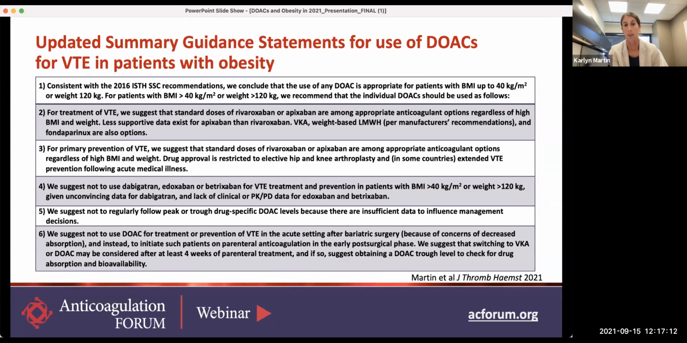We suggest that similarly rivaroxaban and apixaban are appropriate at standard doses for primary prevention regardless of high BMI and weight. We suggest not to use dabigatran, edoxaban, or betrixaban in patients with BMI of greater than 40 or weight greater than 120 kilos because of lack of data. We suggest not to regularly follow drug-specific DOAC levels because of insufficient data to influence management. And we suggest not to use DOACs for treatment or prevention of VTE in the acute setting after bariatric surgery.